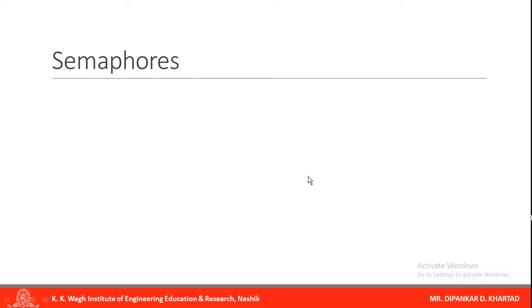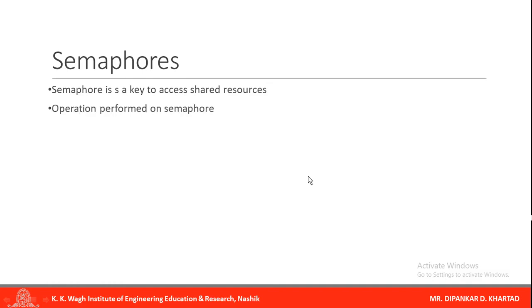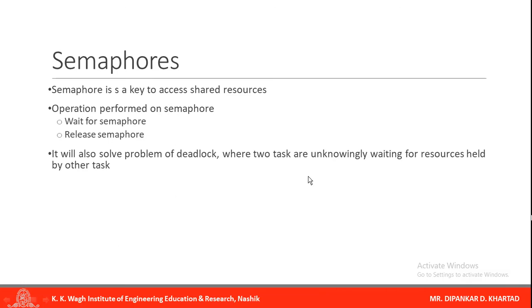Next and last important point is semaphores. Semaphore is a key to access shared resources. There are various operations performed on a semaphore. First one is wait for semaphore, then release semaphore. So it will also solve the problem of deadlock. What does deadlock mean? Where two tasks are unknowingly, this word is important, two tasks are unknowingly waiting for a resource held by the other task. So a semaphore is an 8 bit, 16 bit or 32 bit number.